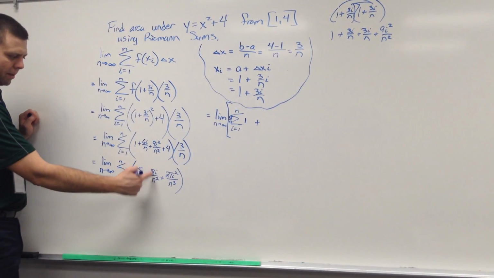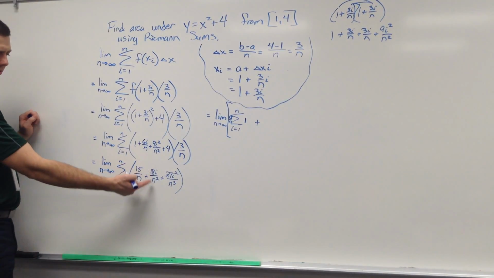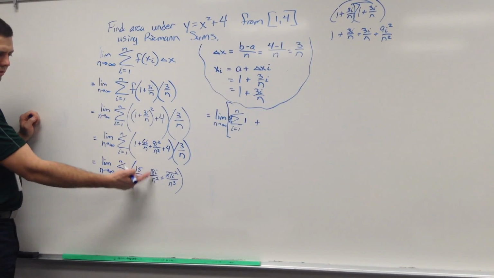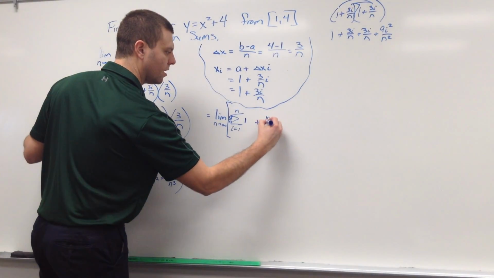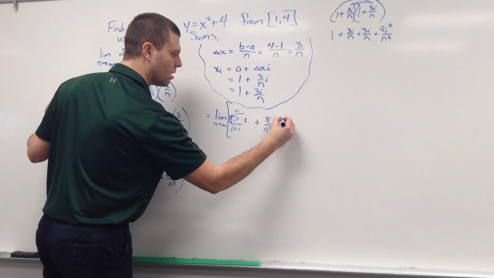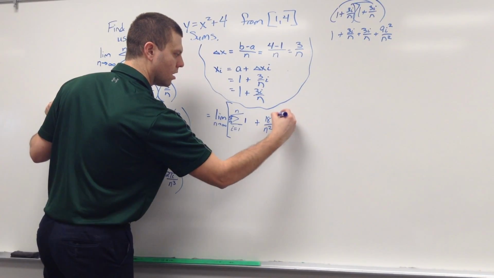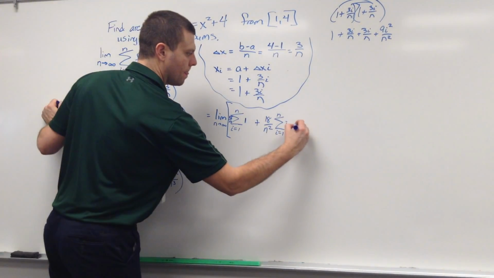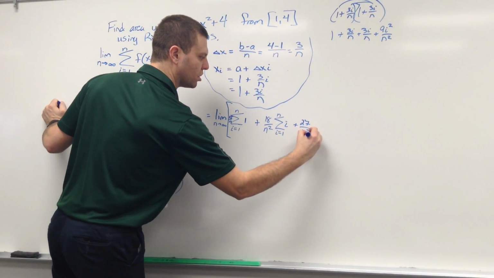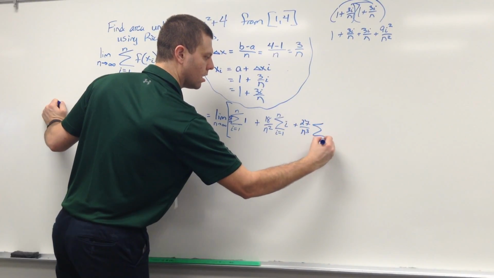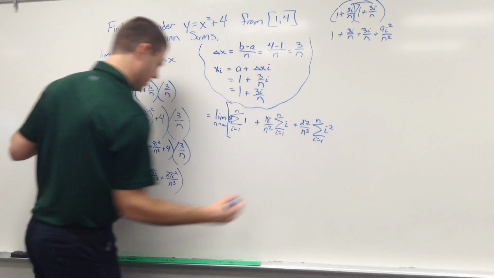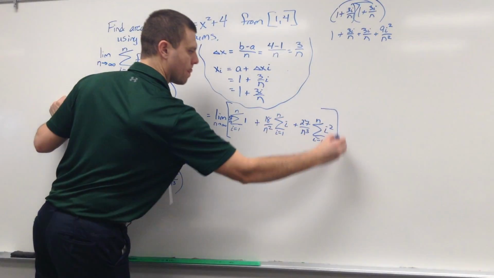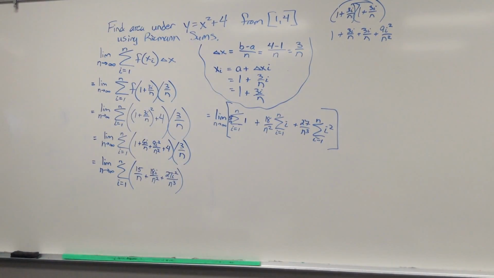Plus, how about the next one? What am I going to take out? 18 over n squared. And then I'd still have that i. And then 27 over n cubed, and I'd have i squared. That's what we've been doing.